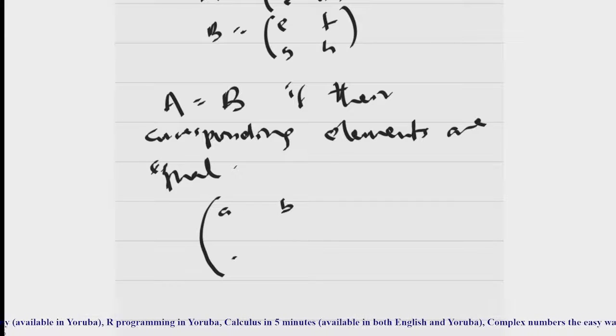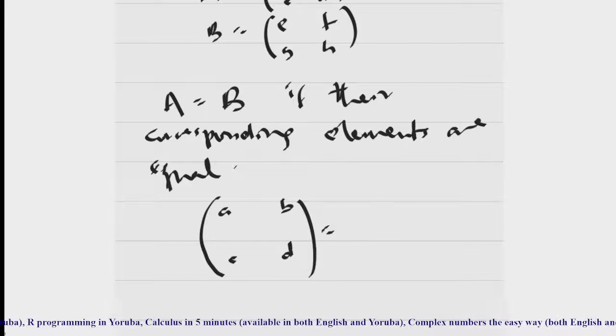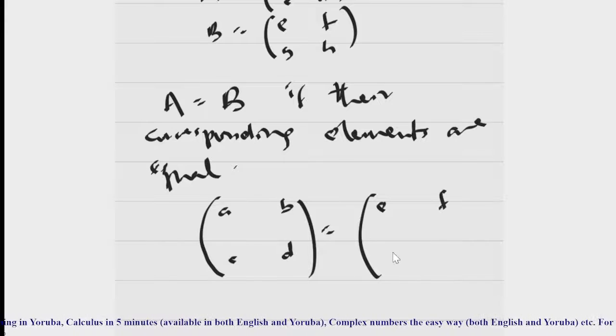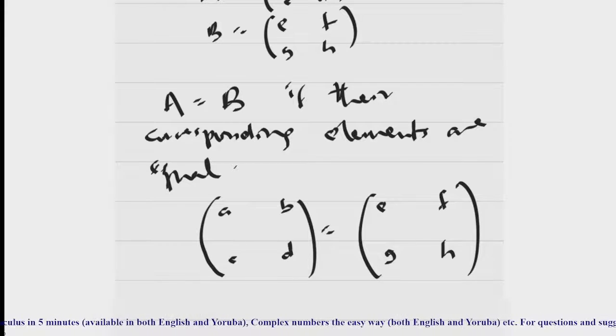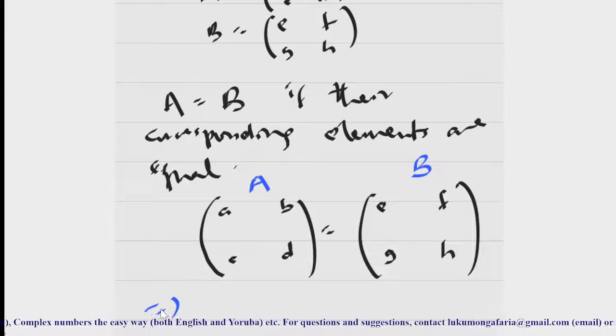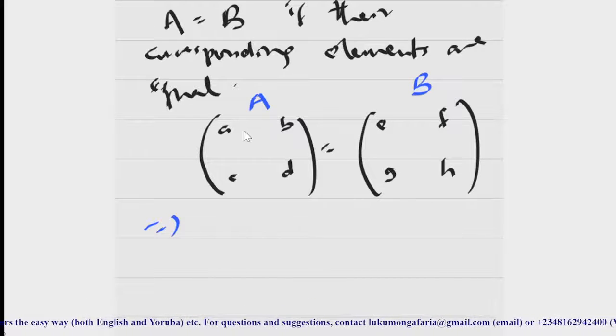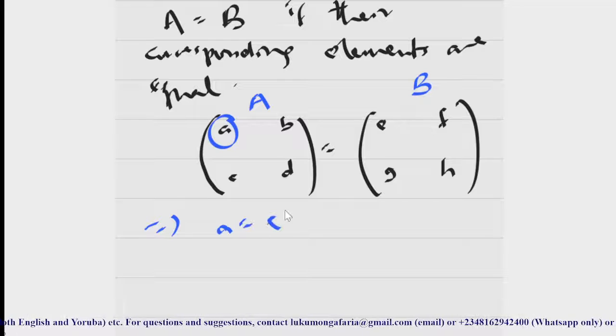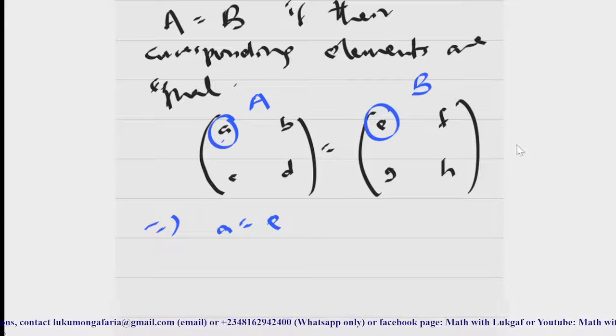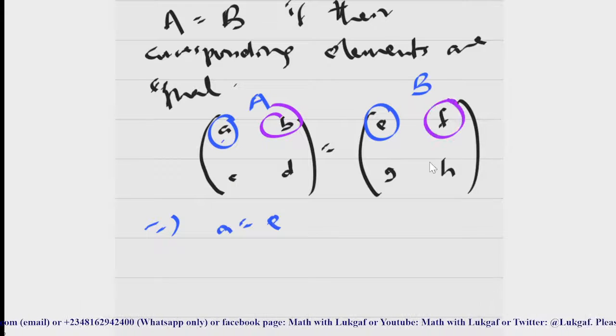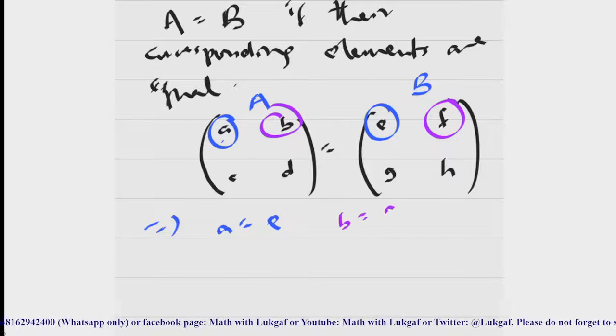We have a, b, c, d; this is matrix A. And e, f, g, h; this is matrix B. So if A is equal to B, then it implies that a is equal to e. That is, row 1, column 1 of this matrix is equal to row 1, column 1 of this matrix. Row 1, column 2 of this matrix is the same thing as row 1, column 2 of this matrix, that is, b is equal to f.